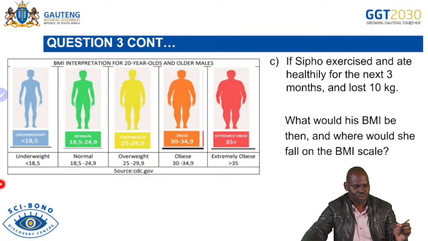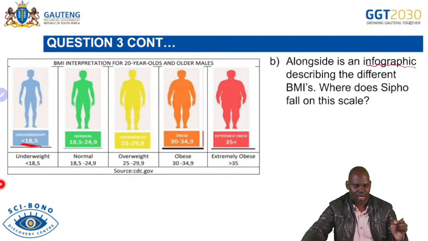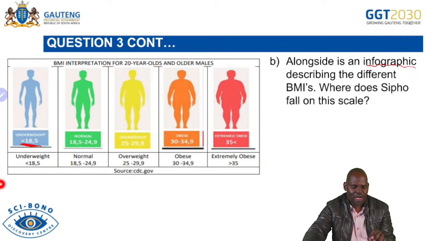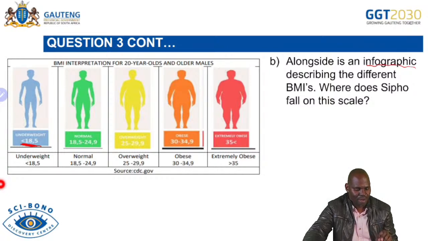Okay, we're still busy with question 3. This one shows the BMI categories for any person from 20 years and above. If the BMI is below 18.5, that person will be regarded as underweight. If the BMI is from 18.5 to 24.9, then that person's weight will be regarded as normal. If the BMI is from 25 to 29.9, that person's weight will be regarded as overweight.